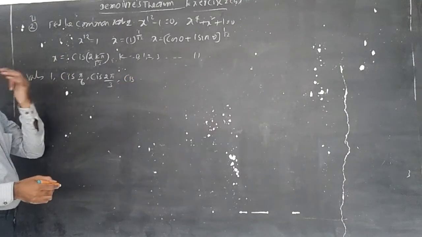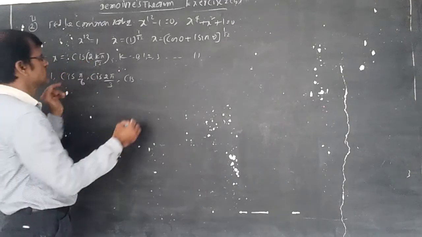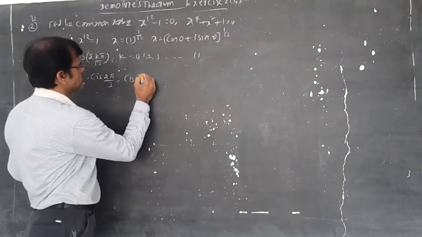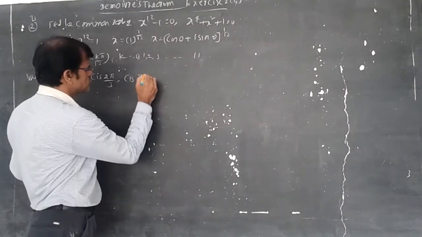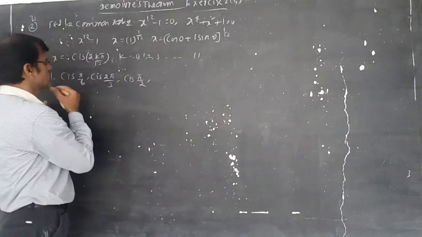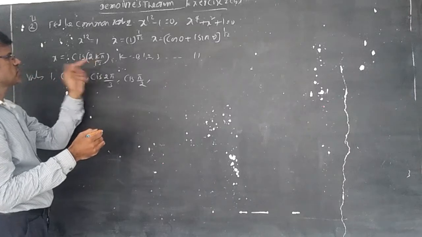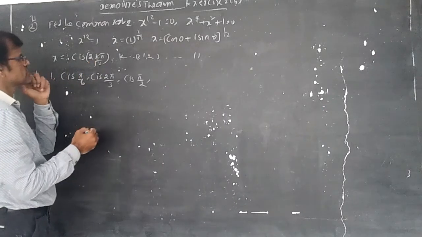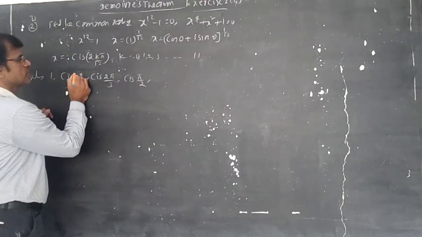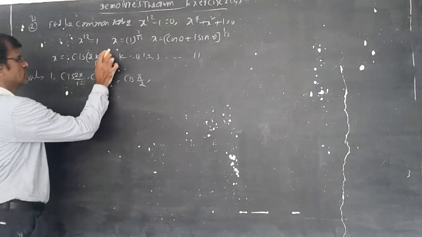Next one: 1, 0, 1, 2, 3. 2 3s are 6, 6 pi by 12. 6 pi by 12 means pi by 2. Next, like this, we can write here. Let us write here 0 first of all. Next 2 pi by 6, 2 pi by 12, like this. Okay, this is 2 pi by 12. Like this I am writing.